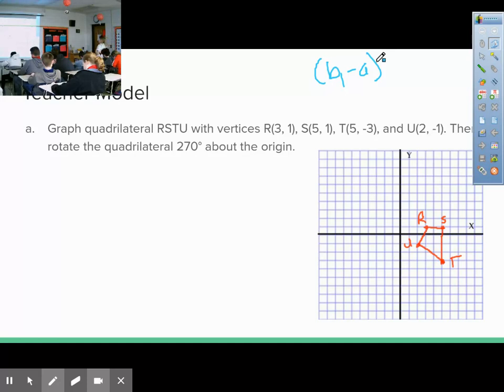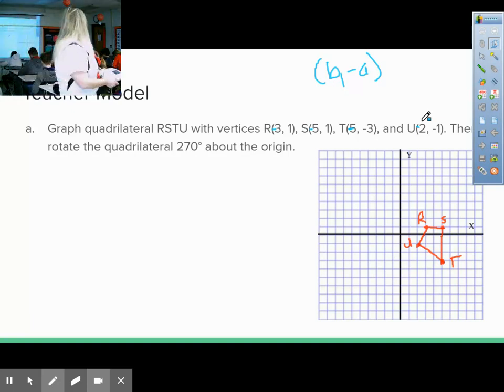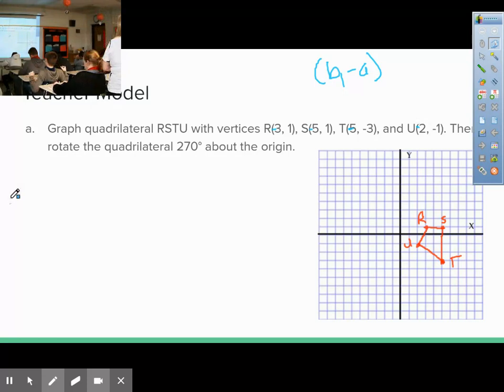All right, so R was 3, 1. Before I do anything, the first thing I'm going to do is change the coordinates of X. So let's go through and change each sign for the X value. Okay, so this 3 becomes a negative 3. 5 is negative 5, negative 5, negative 2. So I changed the sign of each of my X coordinates. Okay, now that you changed the signs, now you can flip them.